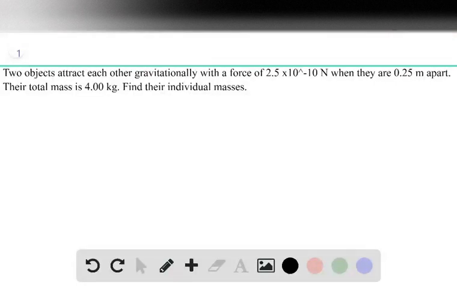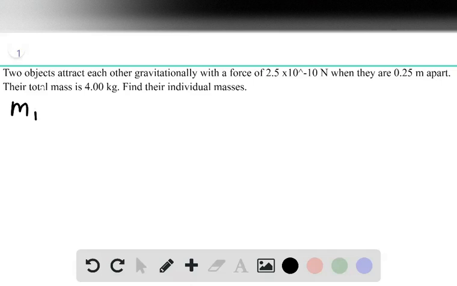Hey everyone, this is question number 31 from chapter 5. So this problem says that two objects attract each other gravitationally with a force of 2.5 times 10 to the minus 10 newtons when they are 0.25 meters apart. Their total mass is 4 kilograms. Find their individual masses.